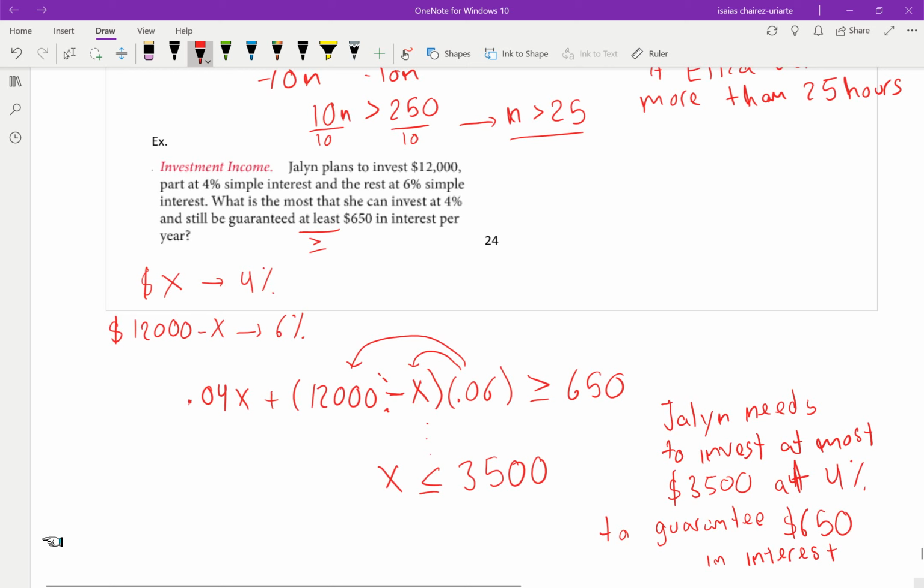Okay, sorry about the technical difficulties here. My computer is being a little bit slow. Hopefully you can fill out the details here of this inequality.